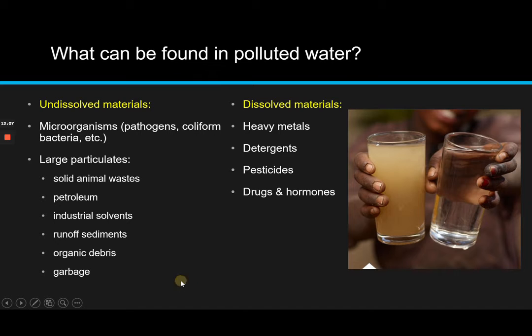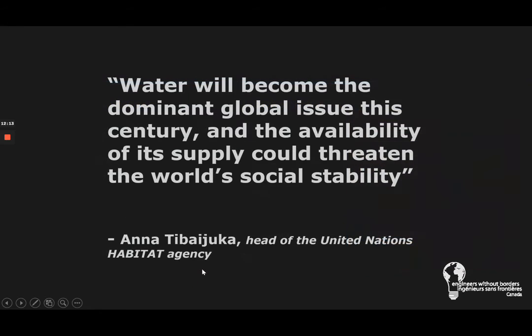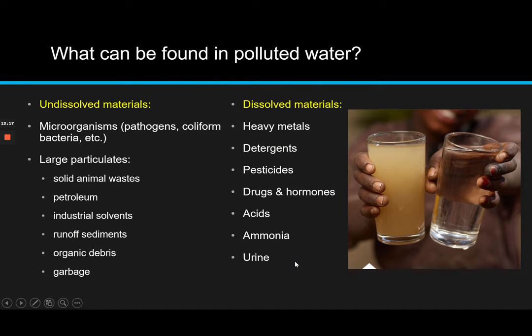drugs and hormones, acids, ammonia, which is a base, urine. Oops. Let's go back. Urine is quite common. It doesn't have to be from humans. It's mostly from other animals that pee in lakes and rivers. So eventually, if you're just drinking polluted water, some or all of these things can be found contained inside of them.